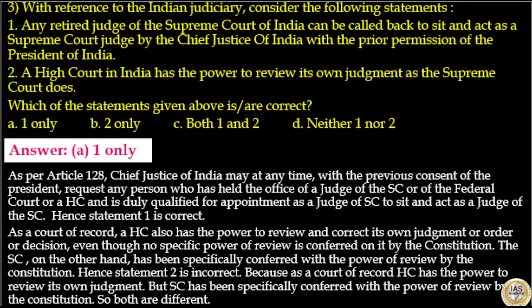As a court of record, a High Court also has the power to review and correct its own judgment or order or decision, even though no specific power of review is conferred on it by the Constitution. The Supreme Court, on the other hand, has been specifically conferred with the power of review by the Constitution. Hence, statement 2 is incorrect. Because as a court of record, the High Court has the power to review its own judgment, but the Supreme Court has been specifically conferred with the power of review by the Constitution. So both are different. So the answer to this question is option A. Statement 1 only is correct.